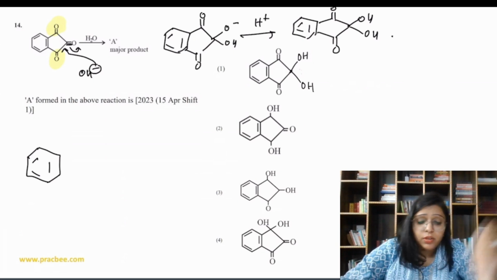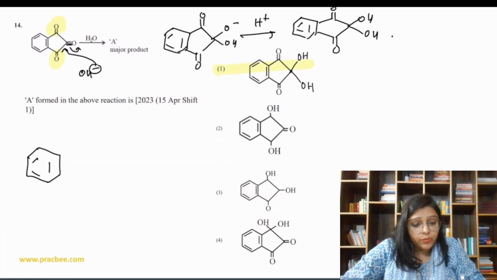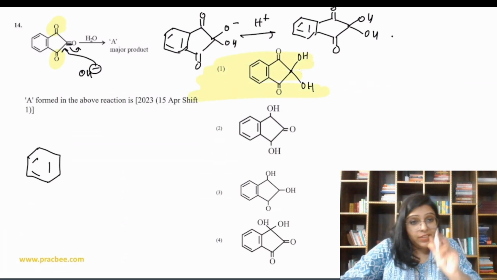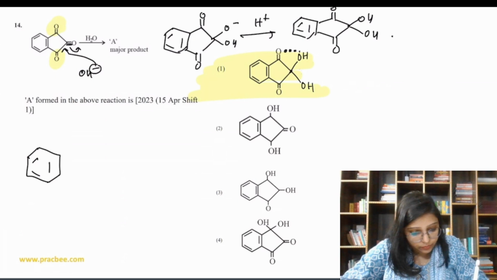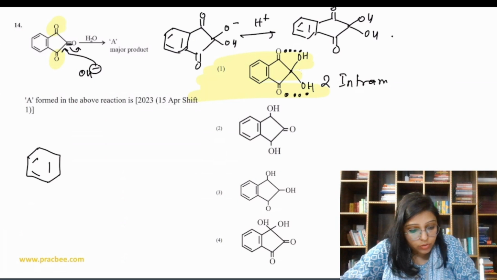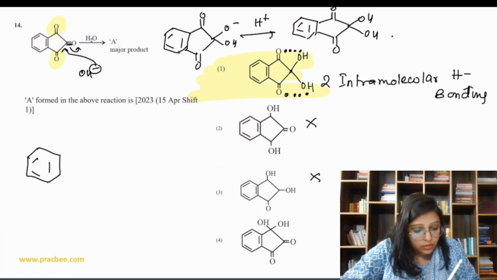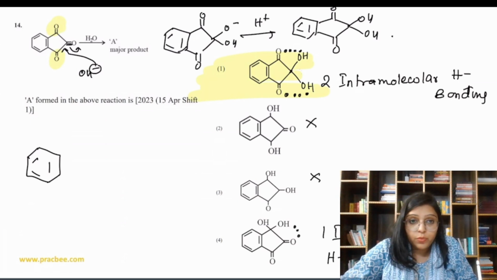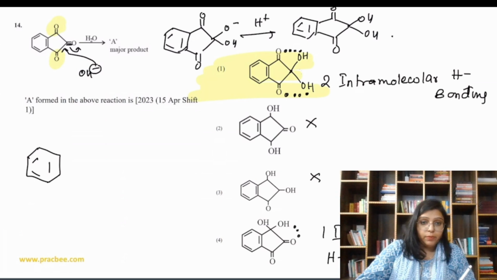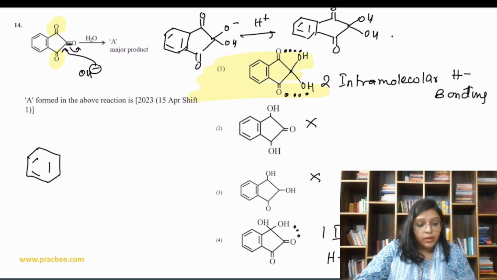Now the point is, which one is more stable? If you look at option 1, that is going to be more stable. Why? Because we have 2 intramolecular hydrogen bonds. One is this, one is this. We cannot have this, we cannot have this. We can have this, but here we have only 1 intramolecular hydrogen bond. So which one is more stable? Option 1 is going to be the more stable. Clear? Now, let's do the next question.